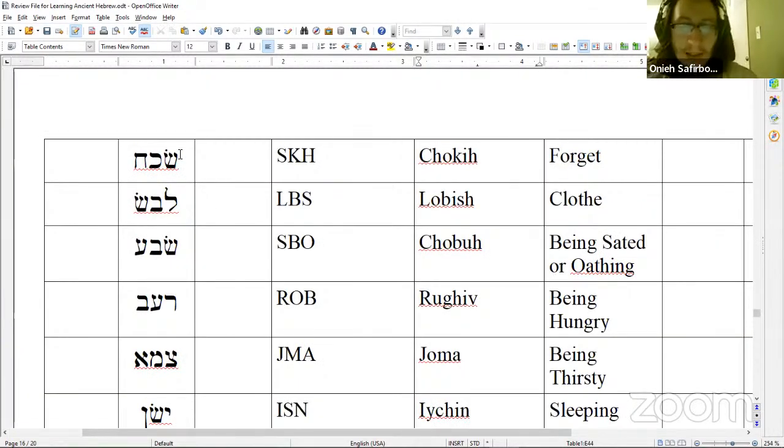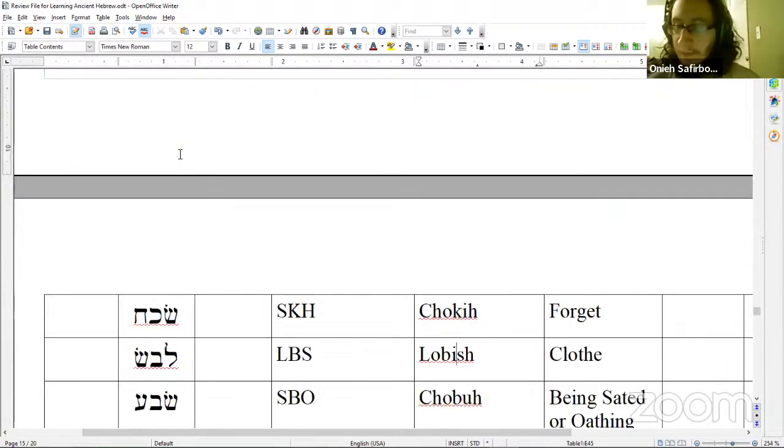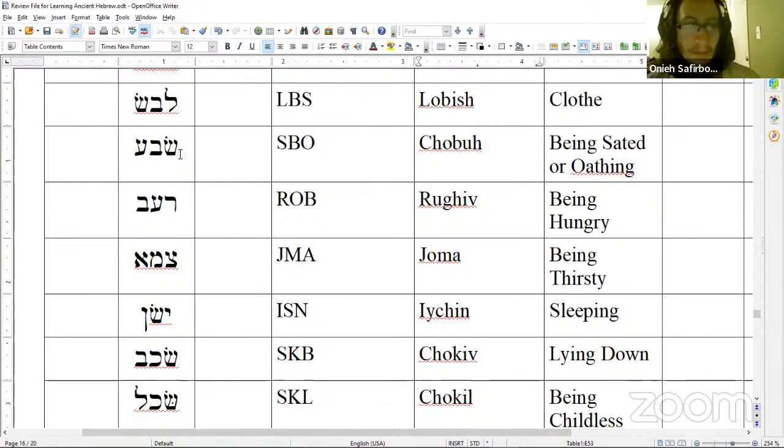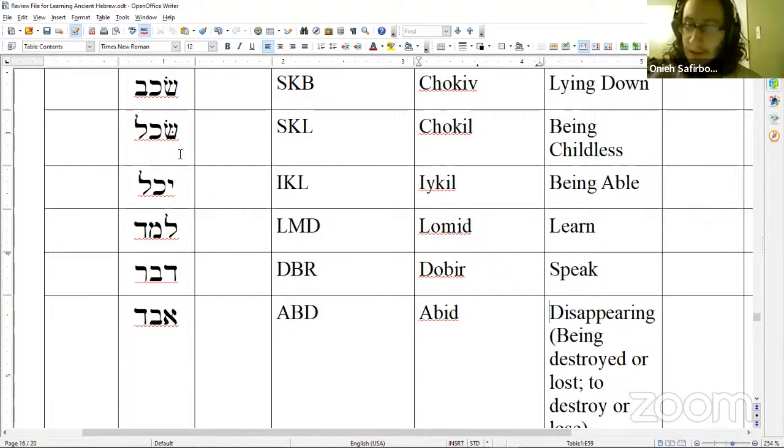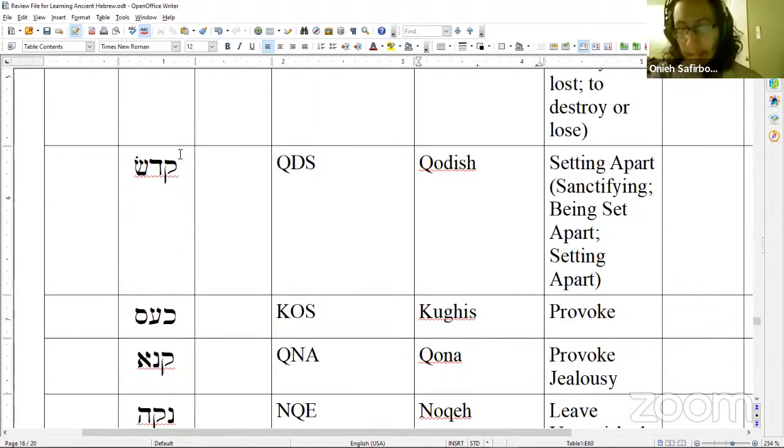Chakhe, forget. Labish, clothe. Chaba, being sated or oathing. Rahiv, being hungry. Jama, being thirsty. Ichen, sleeping. Chakiv, lying down. Chakil, being childless. Ikil, being able. Lamid, learn. Dabur, speak. Abid is disappearing. Kadish, setting apart. Kagish is provoke.